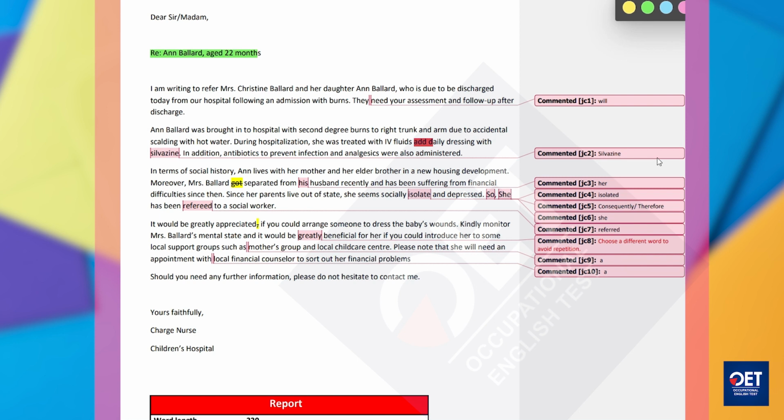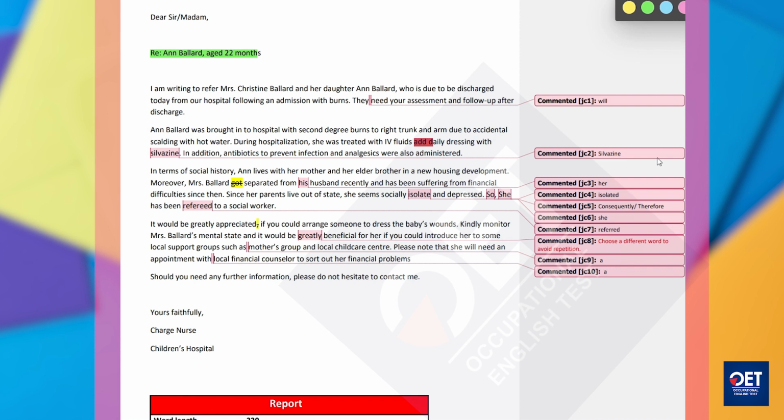To a social worker. Now, the next paragraph, the last one, in which we have to convey the message that it would be greatly appreciated if you could arrange someone to dress the baby's wound. Kindly monitor Mrs. Ballard's mental state, and it would be, here it is written greatly. So greatly has already been mentioned earlier, so it would be a repetition. So we will not write greatly here.